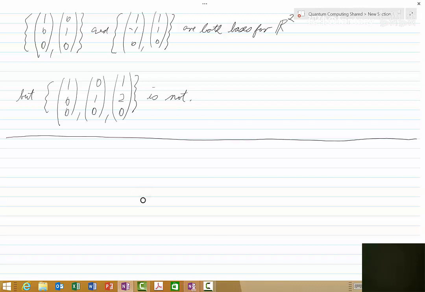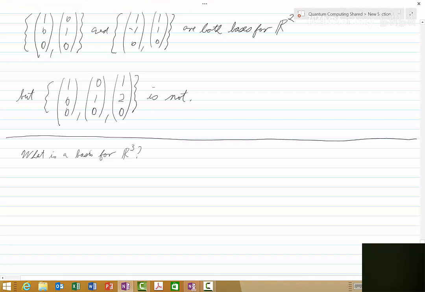Let's maybe ask, what is a basis for R3? Now we've already noticed from the example right here that the basis for a subspace is not unique. There are infinitely many bases for R2, and likewise for R3 there are infinitely many bases.